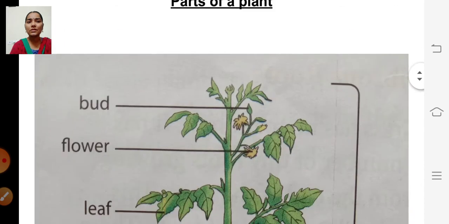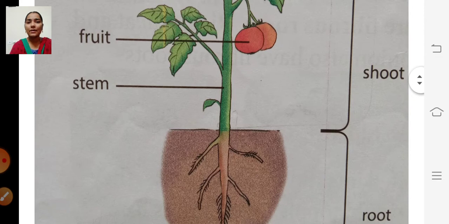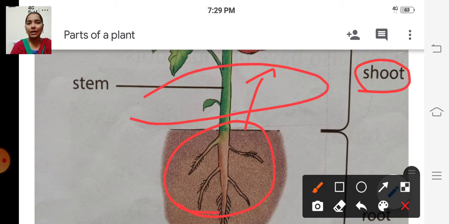This is the picture of a plant and there are two main parts. One is root, and above the soil is called shoot. Shoot contains many parts of the plant like stem, leaves, buds, fruits. All these things that grow above the soil will come under shoot. And the part of the plant that grows under the soil is called root.